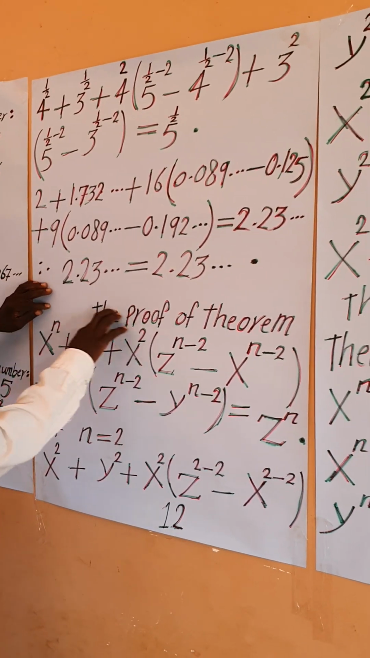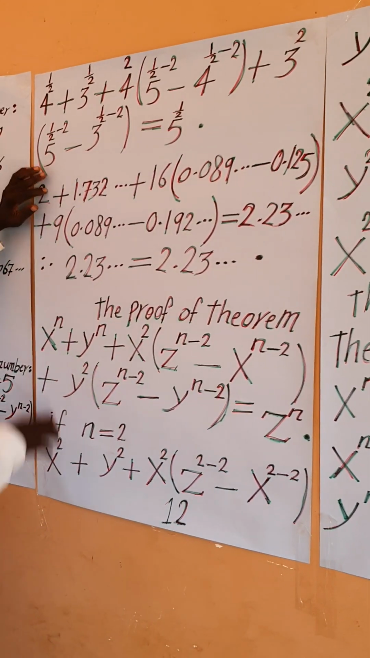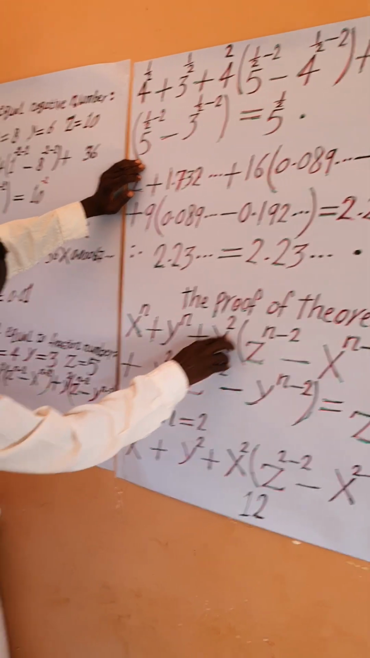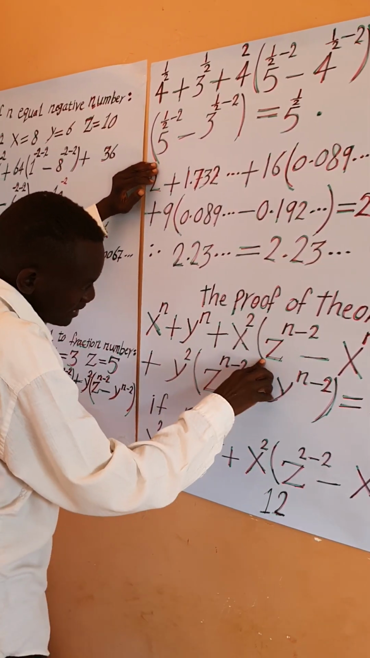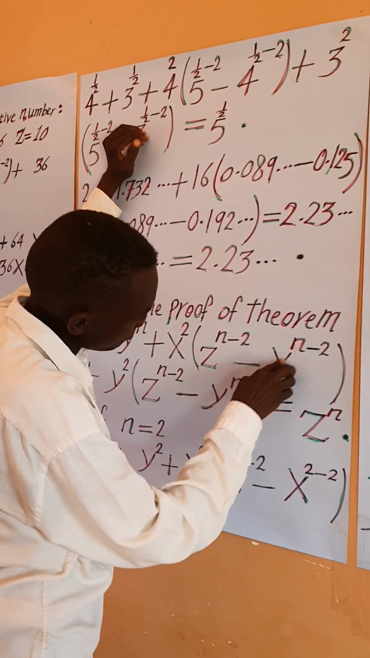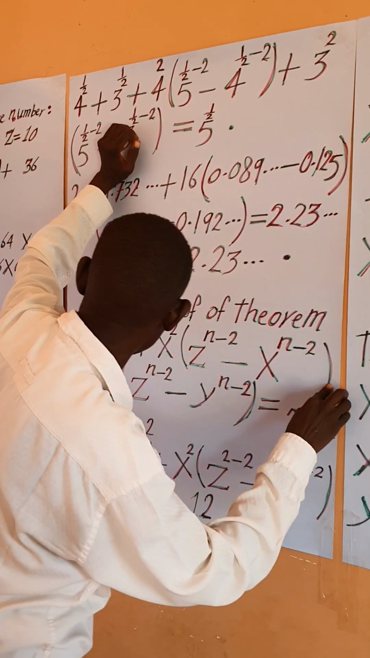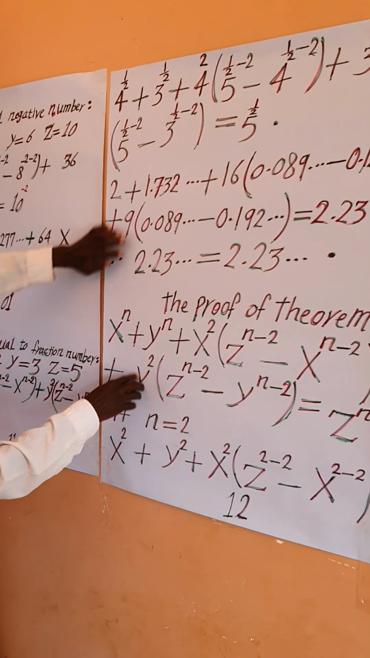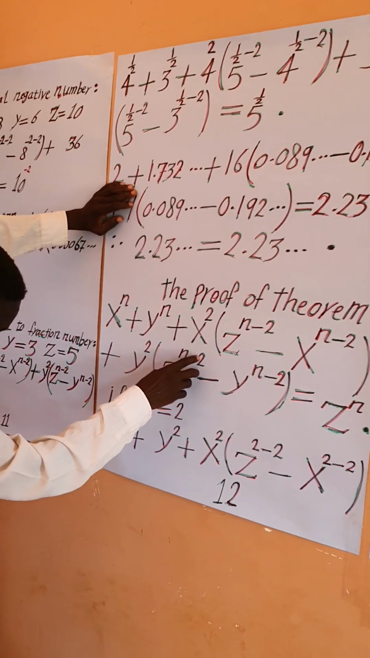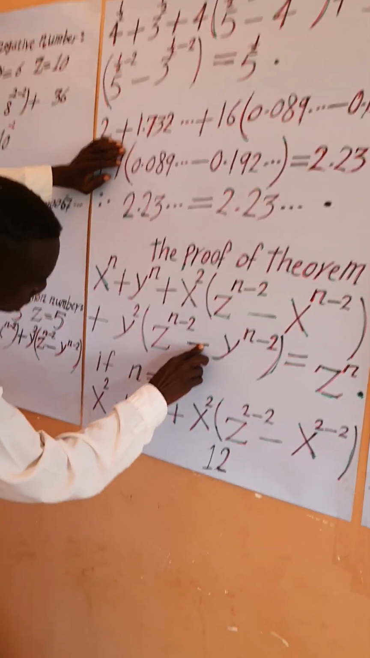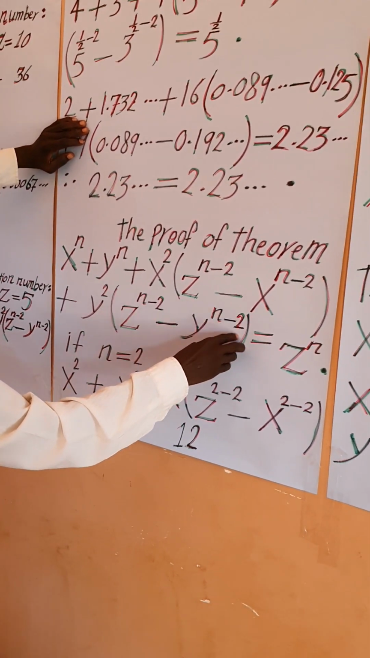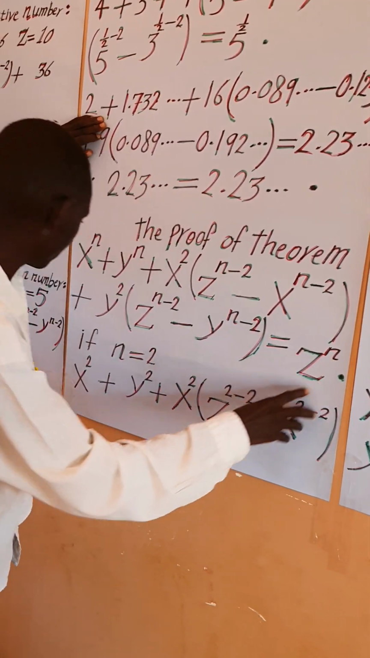The proof of the theorem: x to n plus y to n plus x to n bracket z to n minus 2 minus x to n minus 2 bracket plus y to n bracket z to n minus 2 minus y to n minus 2 bracket equals z to n.